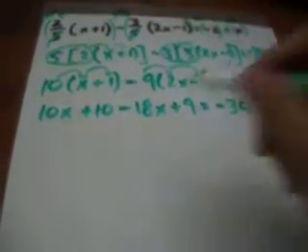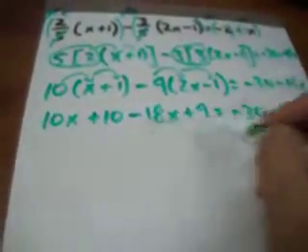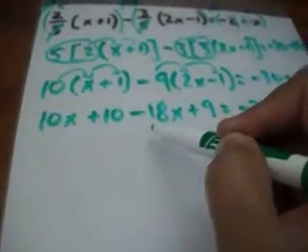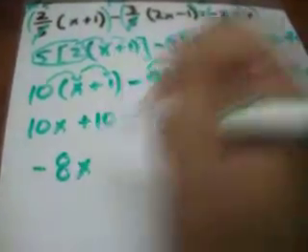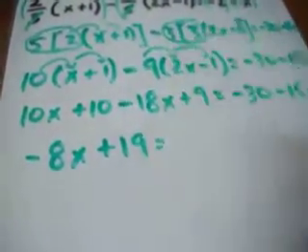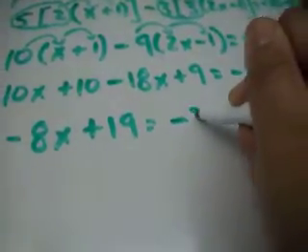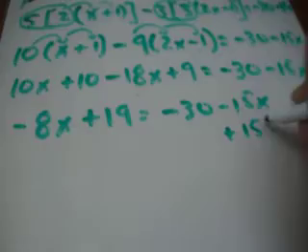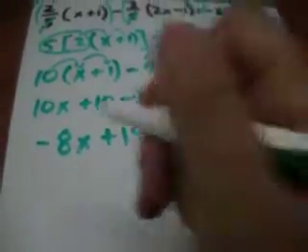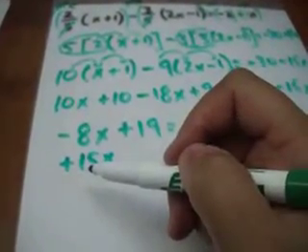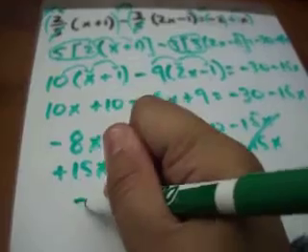There you go. Now let's clean up this, because there are some like terms here, some numbers that we could combine. So 10x subtract 18x, well, that's just -8x. 10 plus 9, that's 19. And still the right hand side is untouched, so I'm just going -30, -15x. Now I could go letters on the left, numbers on the right. So I'm going to add 15x here, so I could bring over this x over here. So -8 plus 15, well, that's 7x.